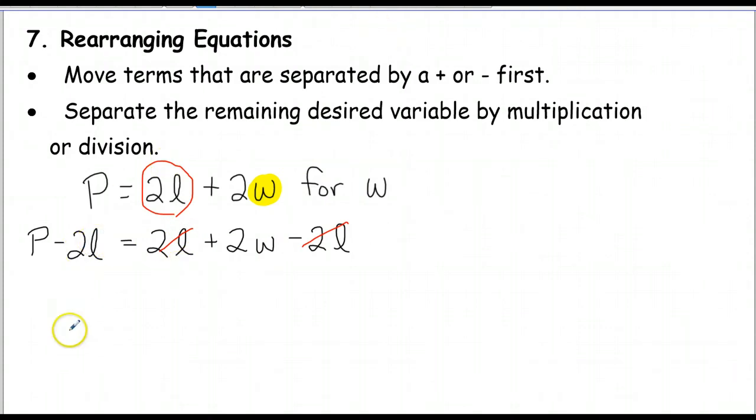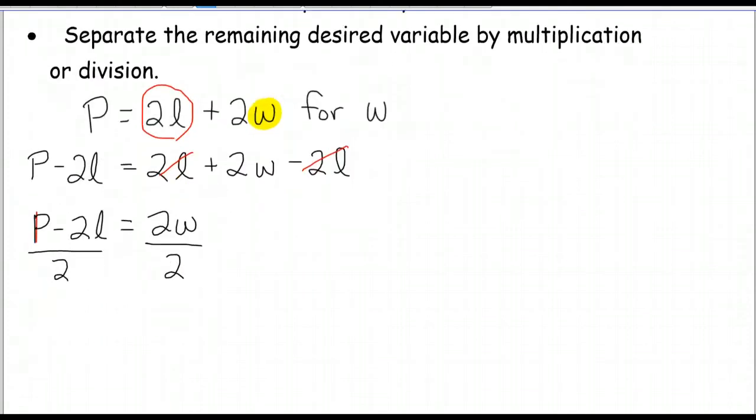So what are we left with? We're left with P minus 2L on this side is equal to 2W. And the final step says, separate the remaining desired variable by multiplication or division. Well, right now, we want to get rid of this 2. It's being multiplied with the W. So in order to do that, the opposite operation would be to divide. So we want to divide both sides by 2. And again, on one side, it should cancel itself right out. And then you're going to write what you're left with.